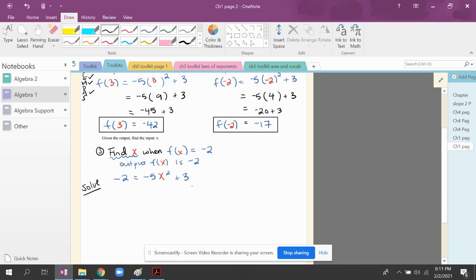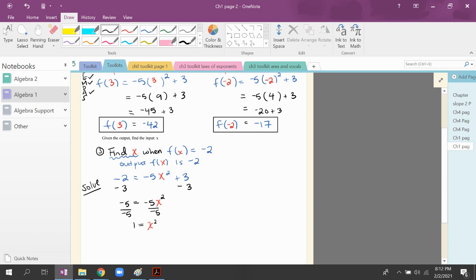So you can solve like you normally do, right? We want to get x by itself, so we'll do some opposite operations. In this case, I'm going to subtract 3 on both sides. I'll get -5 equals -5x squared. Still trying to get that x by itself. We'll deal with the squared in a little bit. So we're going to divide by -5 on both sides. So we'll get x squared equals 1.